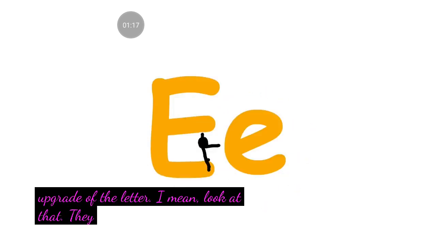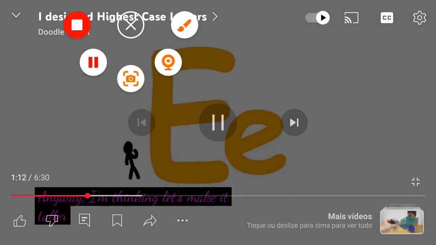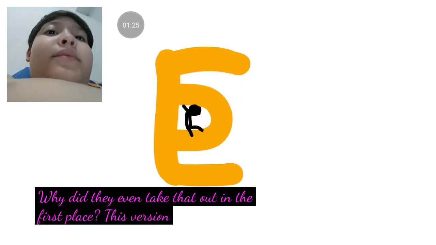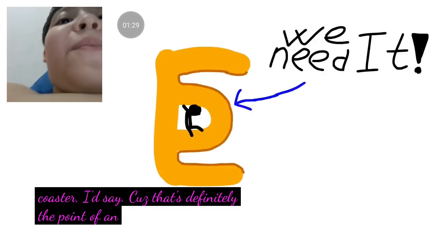Okay, for E, they were already pretty extreme with their first upgrade of the letter. I mean, look at that. They don't even look remotely close. They're more like third cousins. Anyway, I'm thinking let's make it taller and also reintroduce the loop. Why did they even take that out in the first place? This version looks a lot more fun. More like a roller coaster, I'd say, because that's definitely the point of an alphabet.